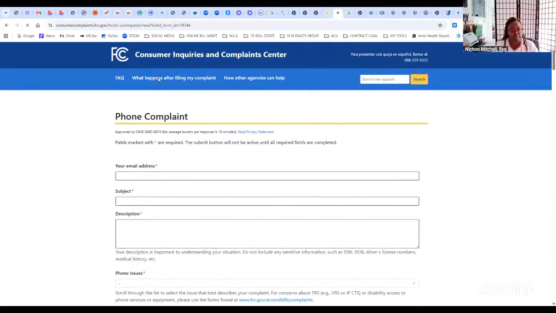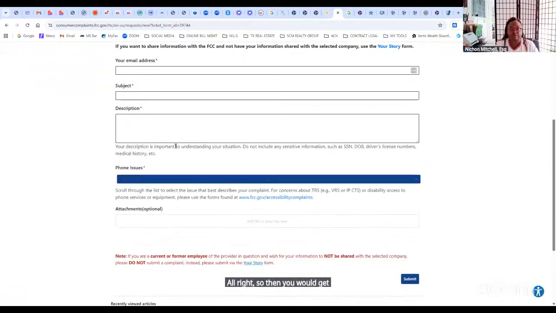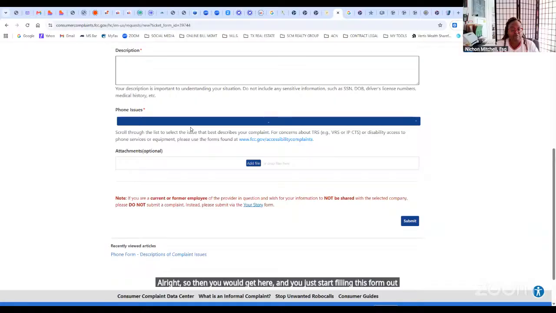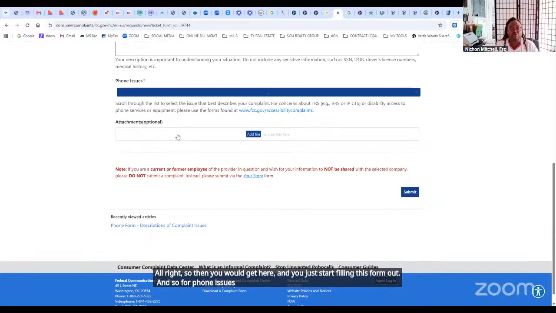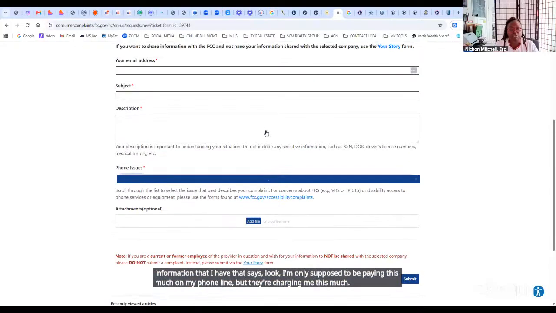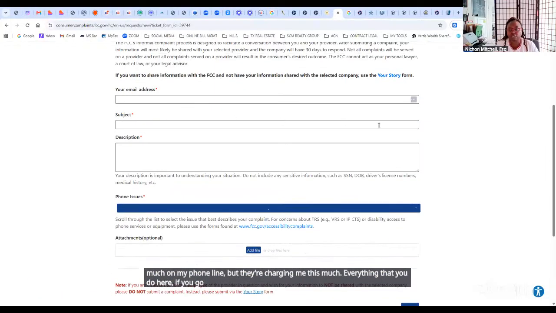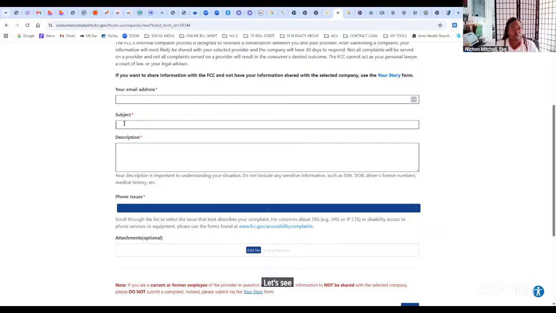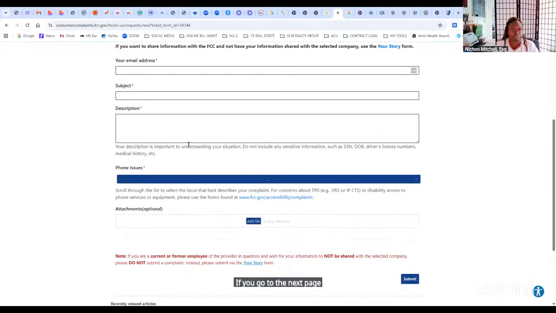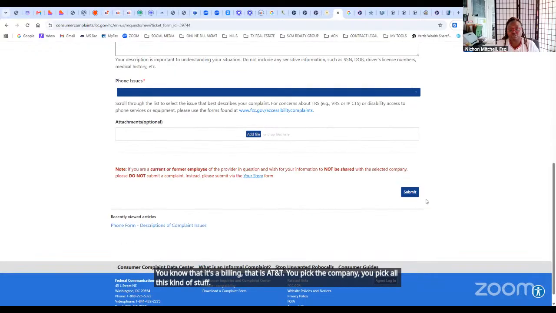All right, so then you would get here and you just start filling this form out. And so for phone issues, see, you can attach a copy of your bill. A lot of times I attach a copy of the bill and then I attach the email or the information that I have that says, look, I'm only supposed to be paying this much on my phone line, but they're charging me this much. If you go to the next page, you'll see a drop down menu that says it's a billing issue, that it's AT&T. You pick the company, you pick all this kind of stuff. But when you get done, you would just click submit.